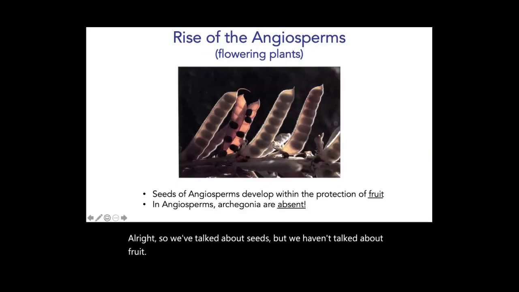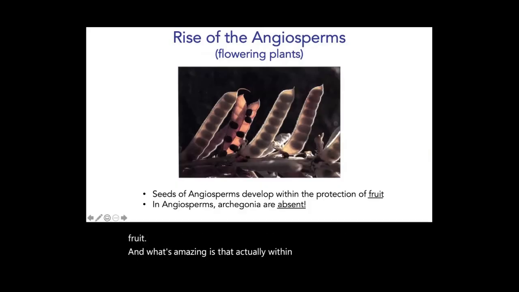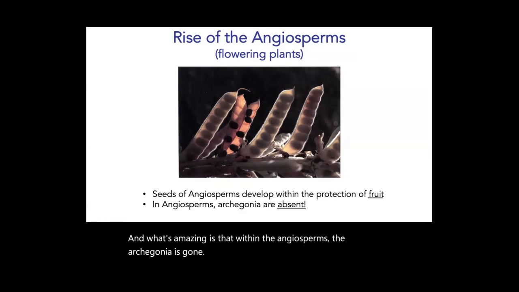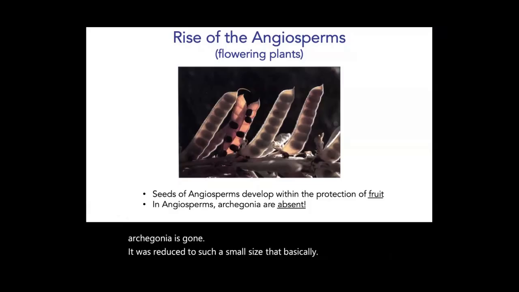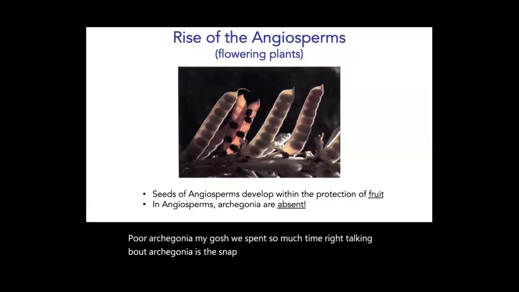And what's amazing is that actually within the angiosperms, the archegonia is gone. It was reduced to such a small size that basically it was diminished enough and it's effectively gone. Poor archegonia, oh my gosh. We've spent so much time talking about archegonia as the synapomorphy of the land plants. Yes, it's the synapomorphy because all land plants share that common ancestor. That common ancestor of all land plants had the archegonia, but within the angiosperms, it was lost.